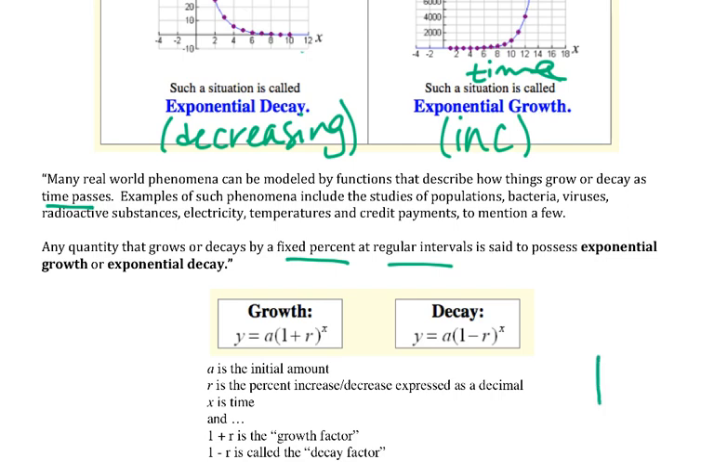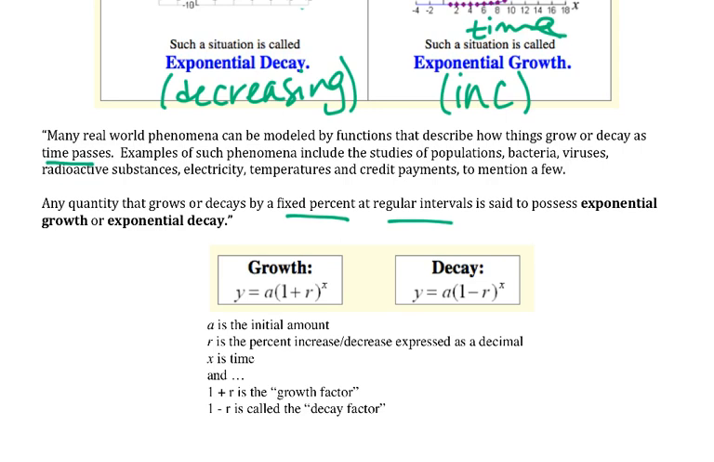So any quantity that grows or decays by a fixed percent at regular intervals is said to possess exponential growth or exponential decay. So here are the two general models. In both cases, your b value, or what's in parentheses, can be described as 1 plus r or 1 minus r. Plus r for growth, minus r for decay. R is the percent increase or decrease expressed as a decimal. So if it's increasing or decreasing by 20%, R would be 0.2.